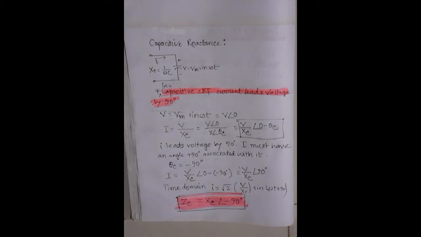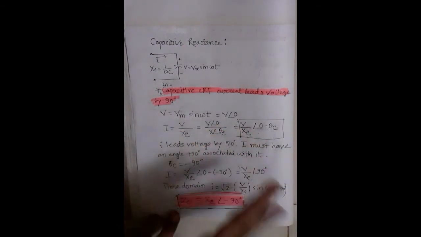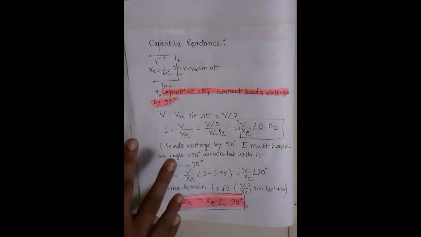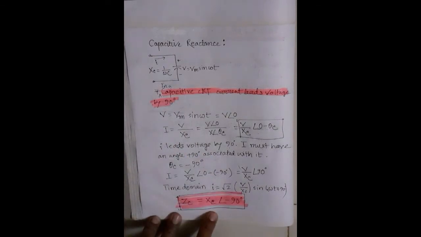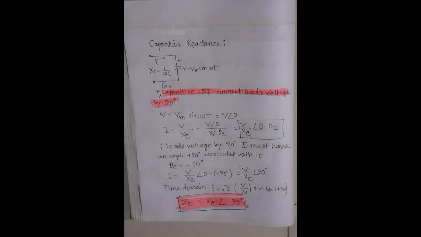So these are the two important points you need to remember from a capacitive circuit. In later lectures, we will see where the inductors and capacitors as well as the resistors will be connected together. They will be combined to make an RLC circuit, and these formulations, these equations will come in handy while solving numerical problems. For the time being, I will ask you to memorize these two: that in a capacitive circuit, current leads the voltage by 90 degrees, and ZC should always be equal to XC with an angle of minus 90 degrees. This will be very handy for solving our numerical problems.